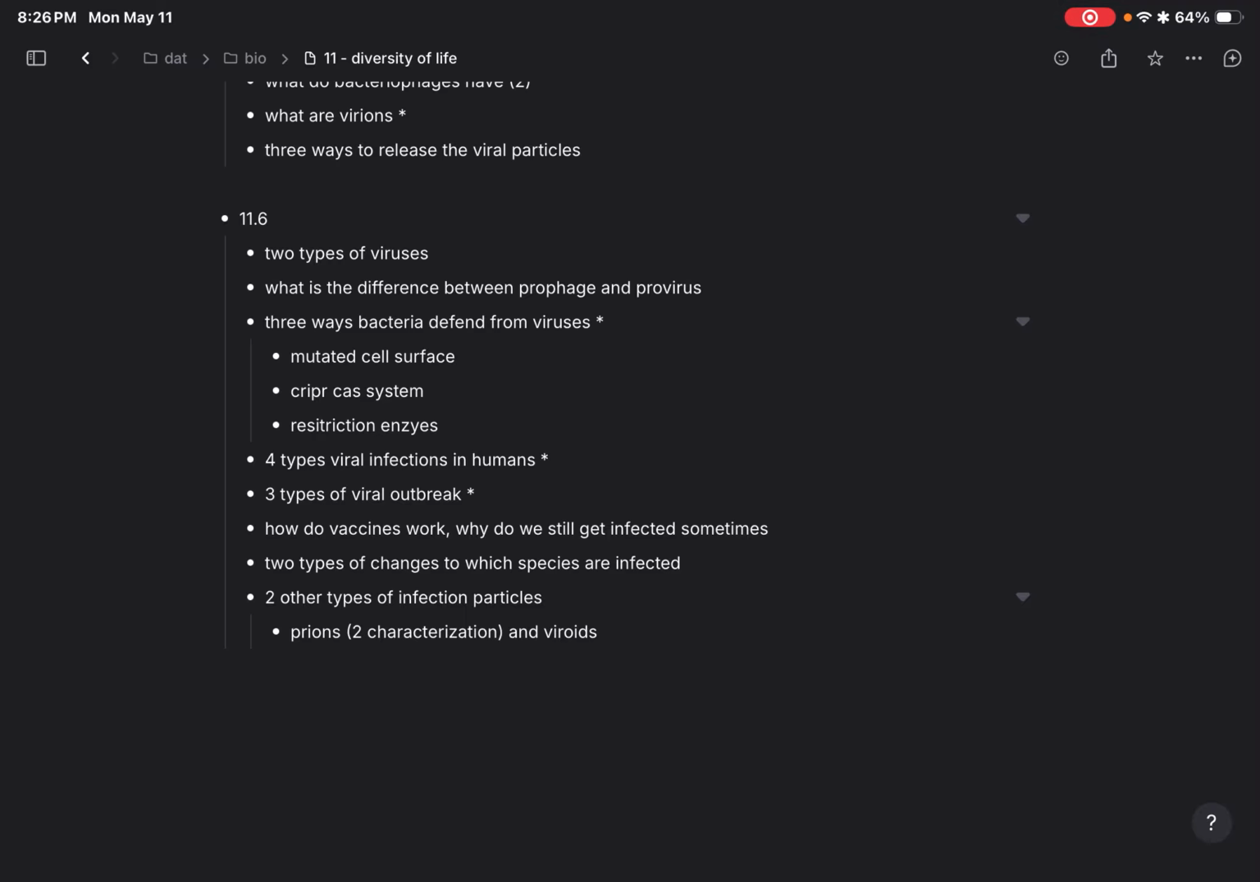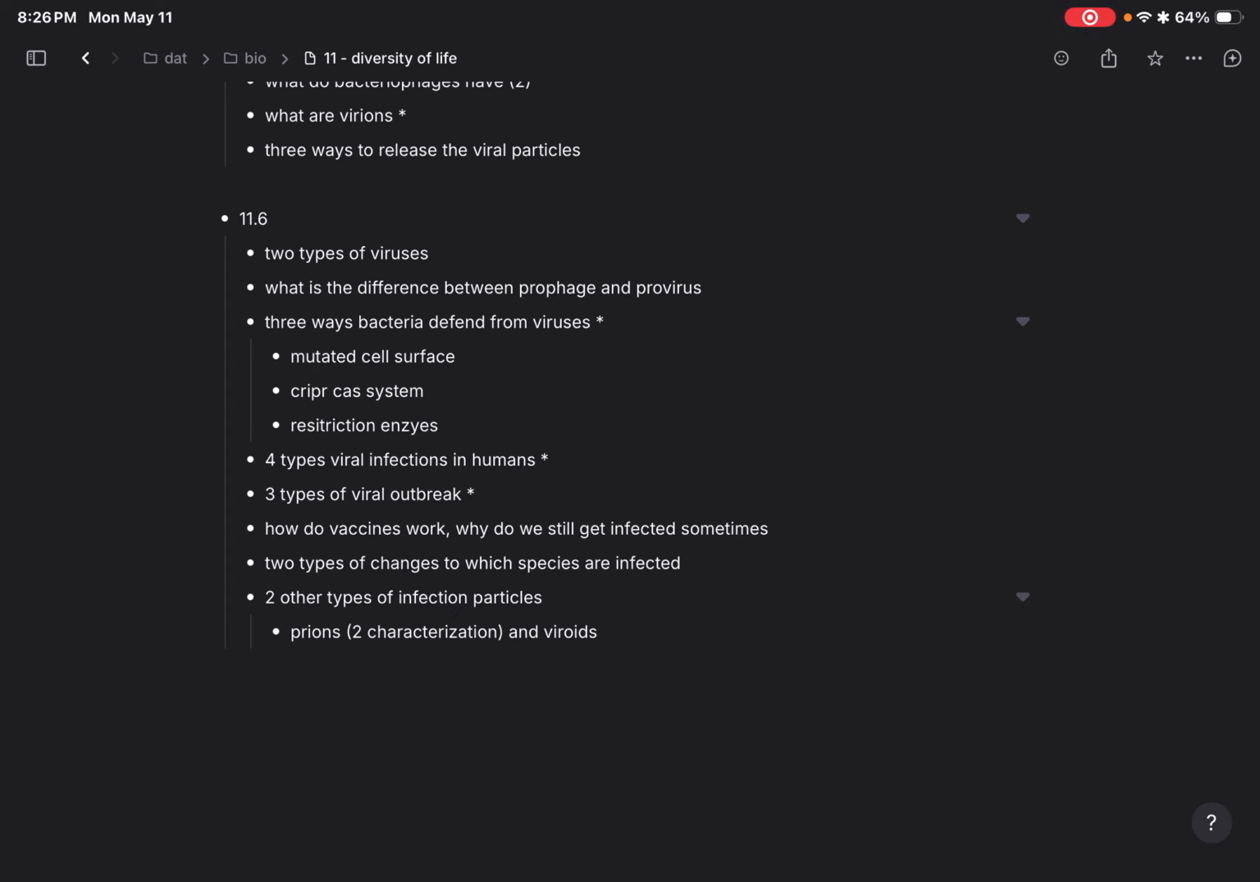Mutations occur with these viruses. They can combine, which I'll get into later, but they can have different antigens, and they'll start being different and special. There are two types of changes. There's transgenic, I think. I don't remember this one either. There are two other types of infection particles.